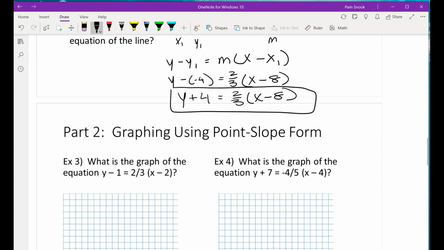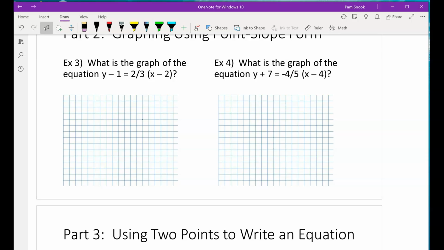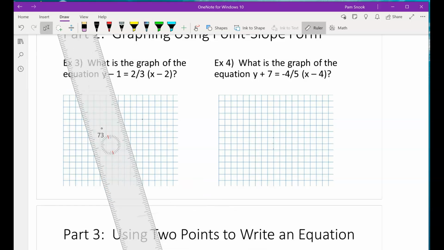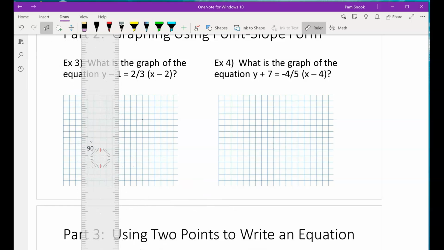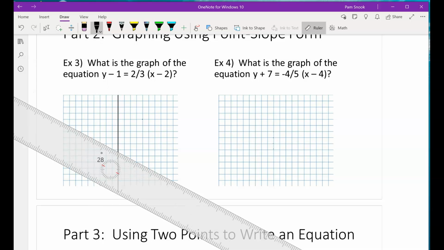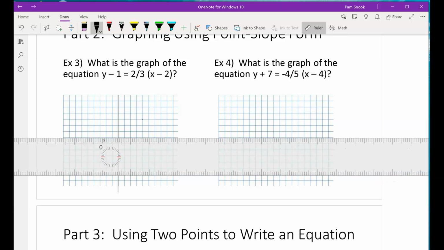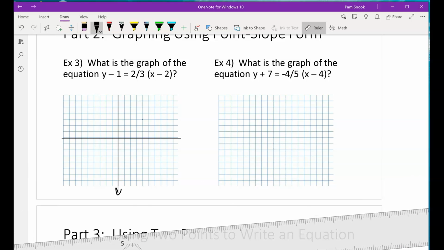Okay, now the next thing we're going to do is graph these equations. I'm going to start off by putting in my x and y axes. So there's my y-axis. I'm going to put in my x-axis. Okay, I'm going to label them. So this is x, this is y, and each of these boxes is going to count as 1 unit.